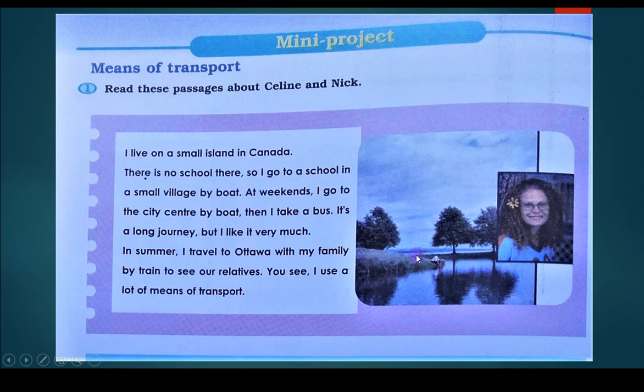Now, let's read our passage. Please listen carefully.